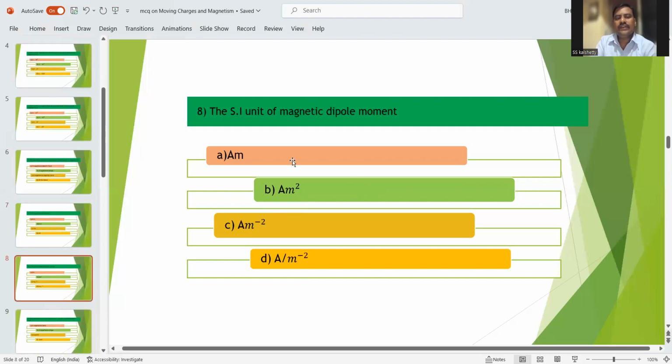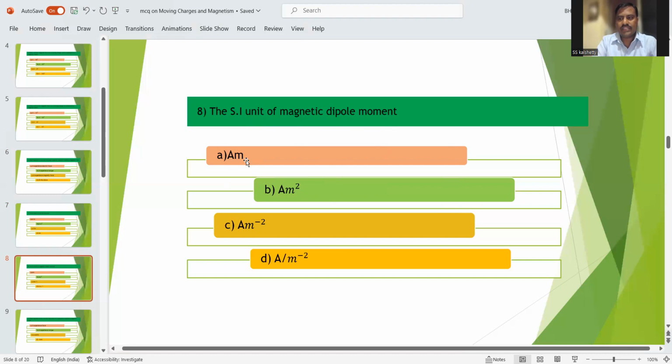Next, the SI unit of magnetic dipole moment. What is magnetic dipole moment? Magnetic dipole moment is denoted as P. P equals the product of current into area element, I into A. Current is measured in ampere and area in meter square. So the SI unit of magnetic dipole moment is ampere meter square.